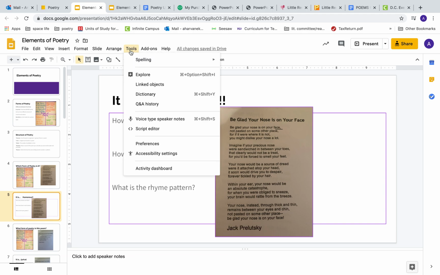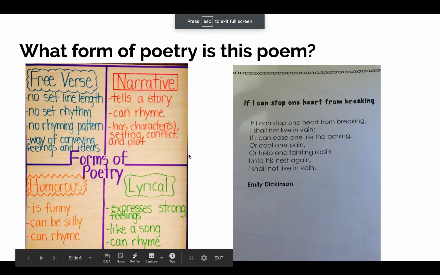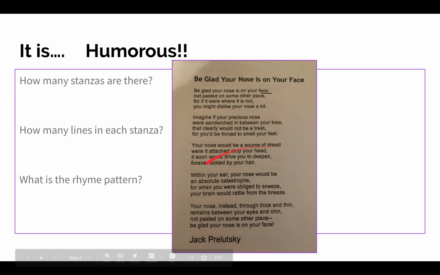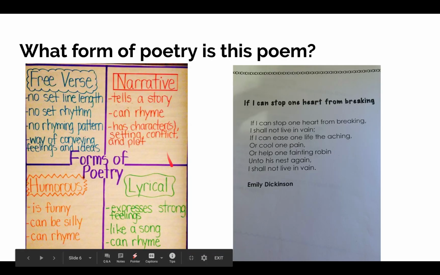Just checking to see if there's a way that I can do it this way and go back. So I'll use the pointer so I can look. This is a stanza, right? There's 2, 3, 4, and 5. So we would say that I would have 5 stanzas.